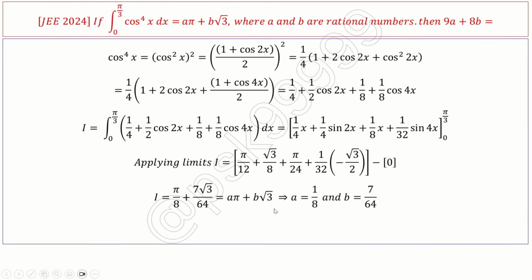So which means very clear, my a is nothing but 1 by 8 and b is nothing but 7 by 64. Now 9a plus 8b is 2. That's the answer. So this is a very simple JEE problem.